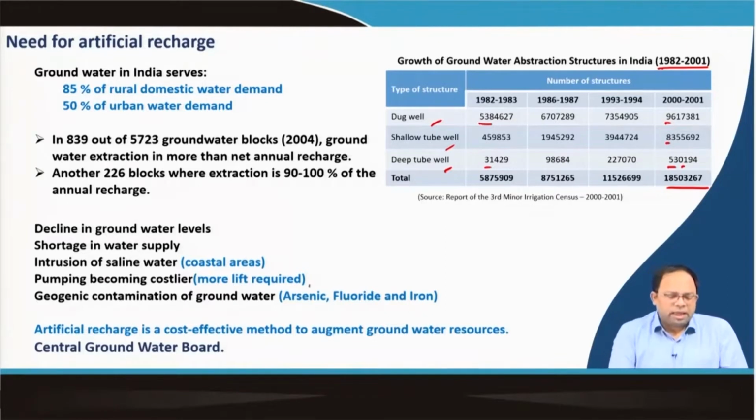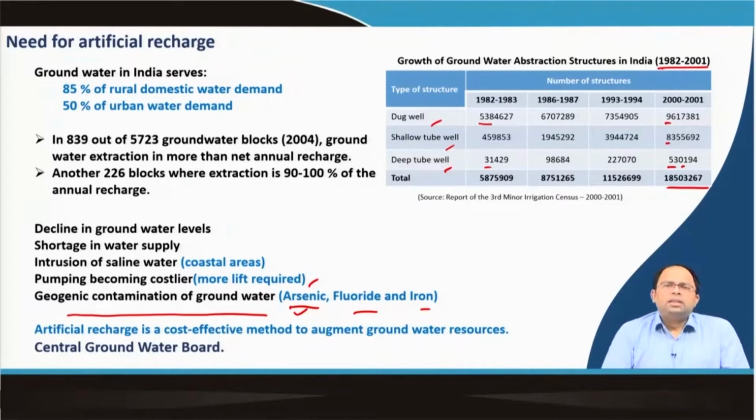The other thing is geogenic contamination of groundwater. Because we are over abstracting, we are gradually finding in some cases that arsenic, fluoride and iron, which are usually in very little quantity in groundwater, are increasing, because we are abstracting too much and reaching the lower levels of the aquifer, and probably that is one of the reasons why the quantity of arsenic, fluoride and iron is increasing in the groundwater. So, these are the different issues that are going to come in the coming days, and already we are facing these issues in many parts of the country.